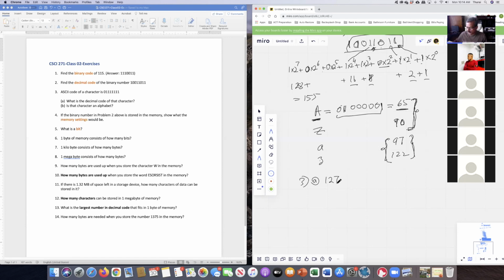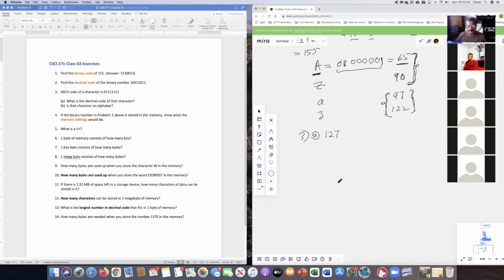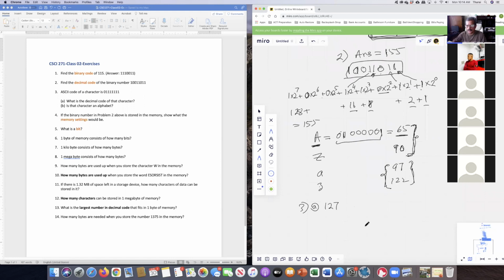Now, anybody needs explanation on that? It's the same method that I explained for the previous problem. I showed you how to find the decimal equivalent of a binary number by writing this expression and then simplifying. If you use the same method, you will get 127. All right, so I guess everybody understands that.